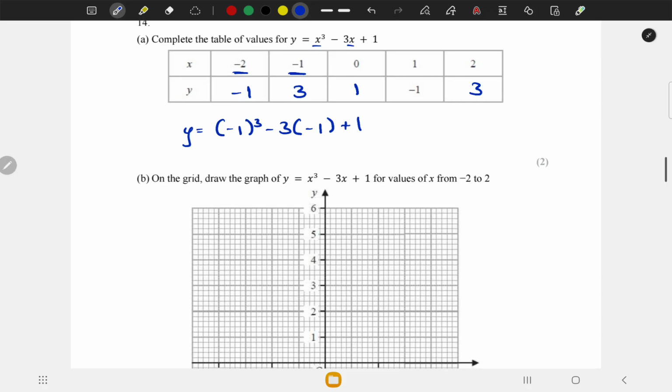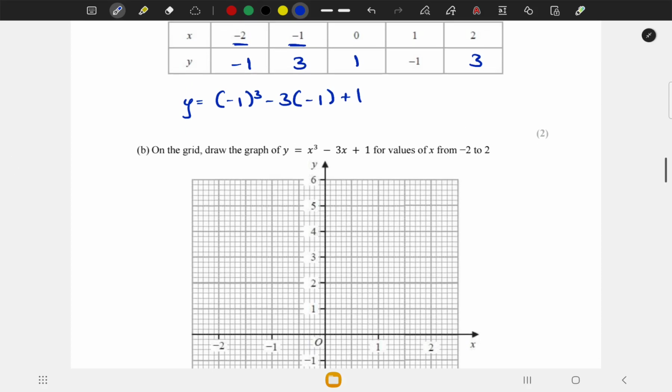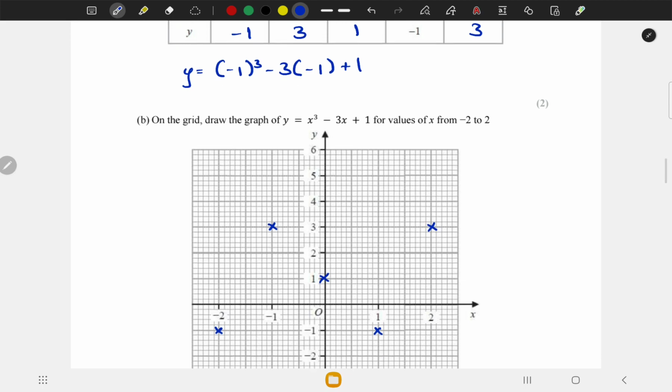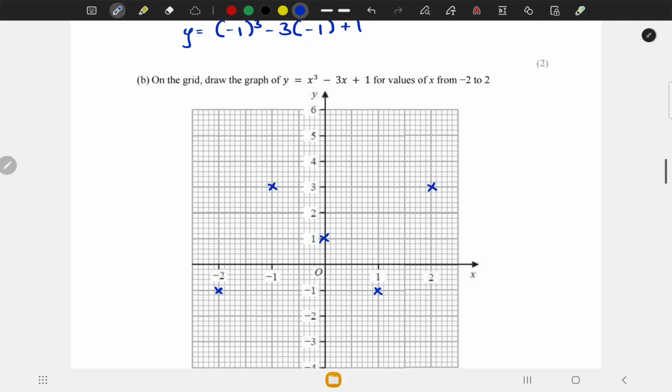Done. The next one is asking us to plot these values onto a graph. So I'm going to try and plot them here. -2, -1 is our first coordinate, which is here. -1, 3 is our next coordinate. 0, 1, 1 goes with -1 and 2 goes with 3. Those are my points that we found on the table. Now I know this is a cubic curve, so I need to connect these and try making your curve as smooth as possible. You won't be penalized if it's not very smooth, but just try your best to make it smooth. And there we have our curve.